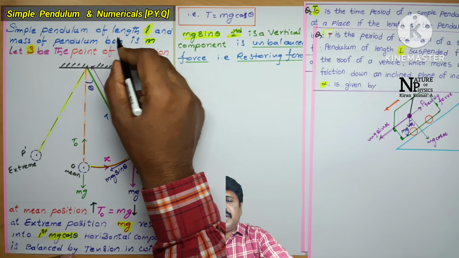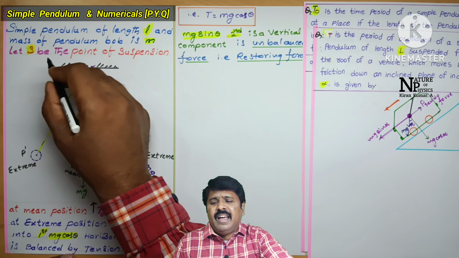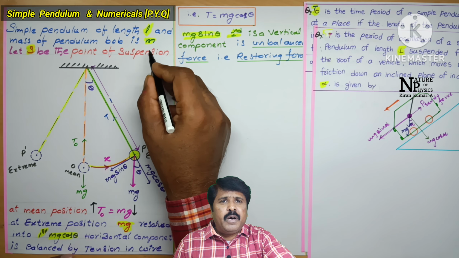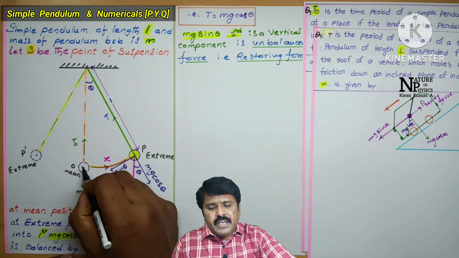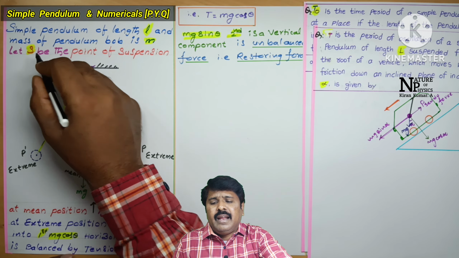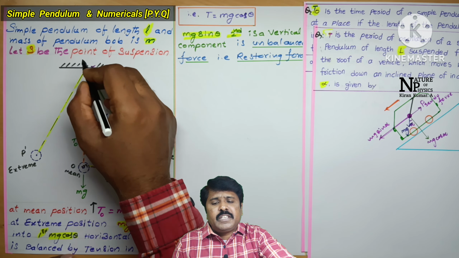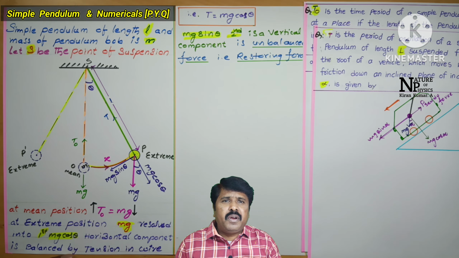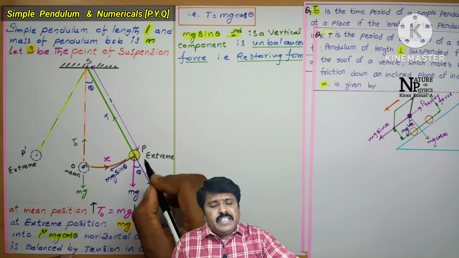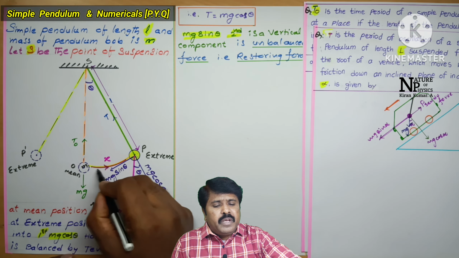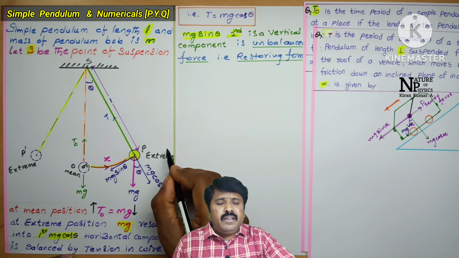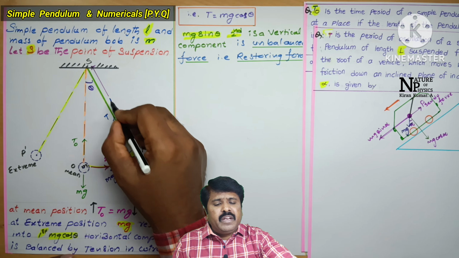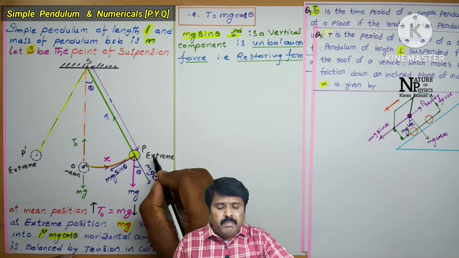I'm going to start the derivation. Consider a simple pendulum of length L, and the mass of the pendulum bob is small m. Let S be the point of suspension. This is the mean position, and the 2 extreme positions are also shown. The derivation can be done with respect to one extreme position.